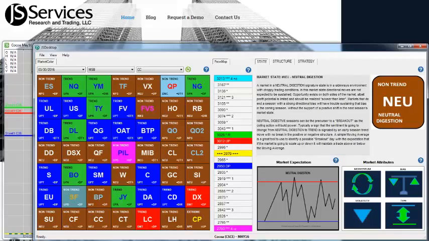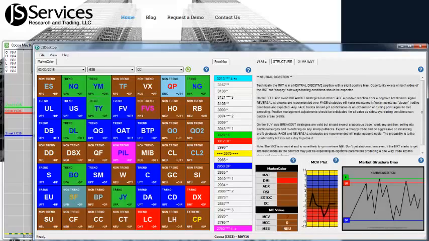Today we're going to go over a neutral digestion market state with the R level outside the critical range, and we're going to use cocoa as an example. So the market's in a neutral digestive condition, and the unique part of this condition is that the sentiment bias, our R level, is outside the critical range.